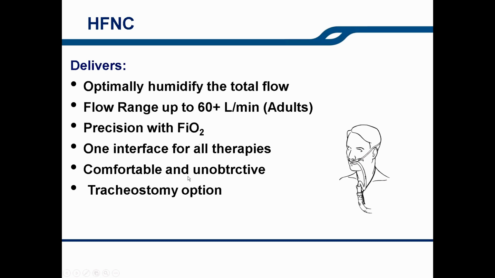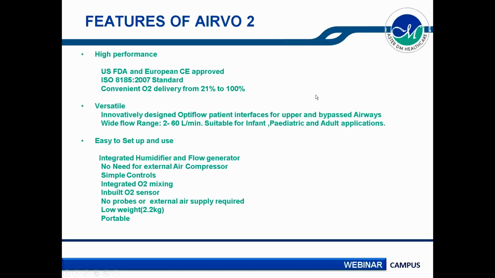It is comfortable and it is unobstructive, and there is a tracheostomy option. You all might have seen there is a separate tubing for tracheostomy whenever the patients are put on spontaneous breathing. So the features of the commonly used Airvo 2, which is the common machine, that is why I've mentioned the trade name. It is a US FDA, European CE approved machine, and it is having a convenient oxygen delivery from 21 to 100%, and it is having an integrated humidifier and flow generator. An external air compressor is not required.